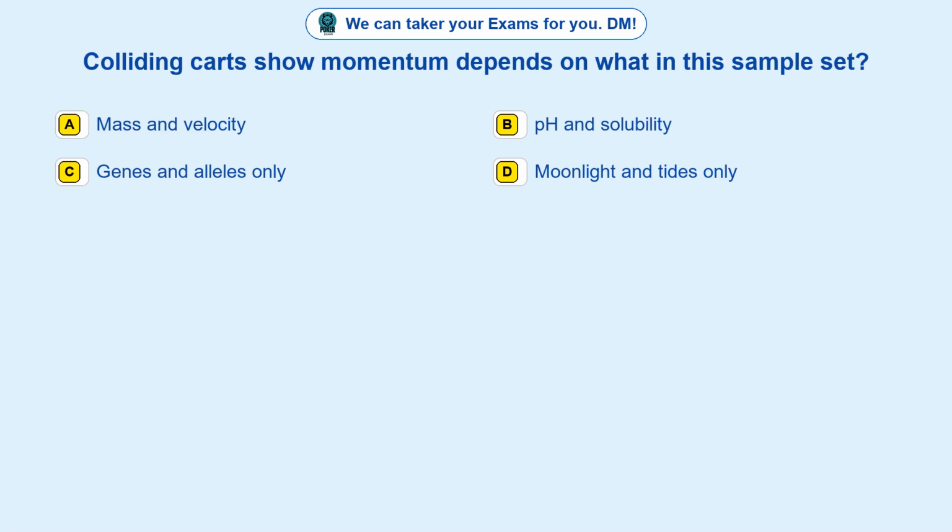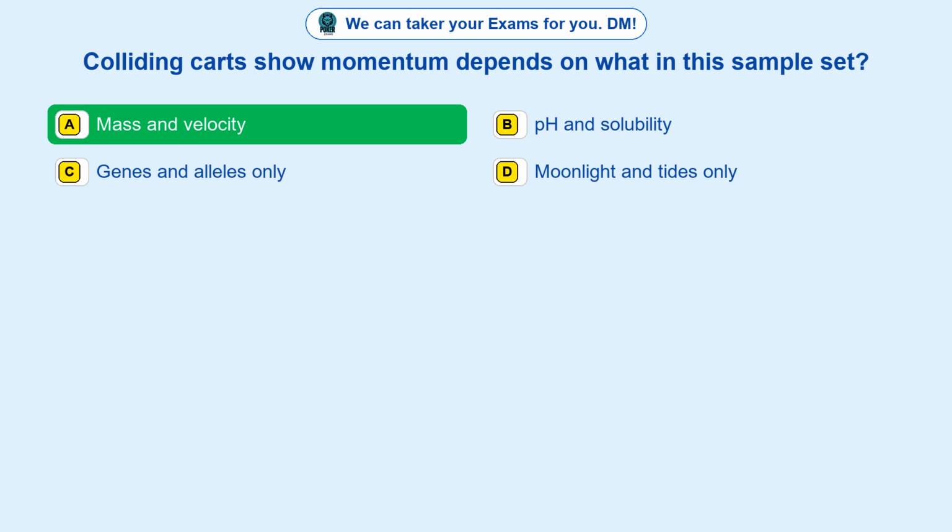Question 62. Colliding carts show momentum depends on what in the sample set? Option A, mass and velocity. Option B, pH and solubility. Option C, genes and alleles only. Option D, moonlight and tides only. The correct answer is option A.